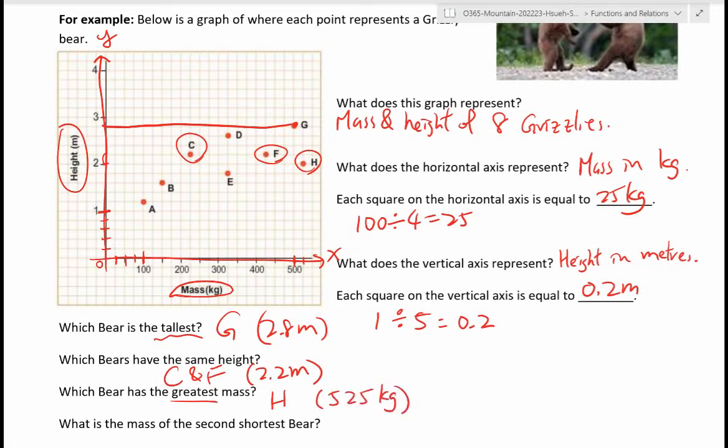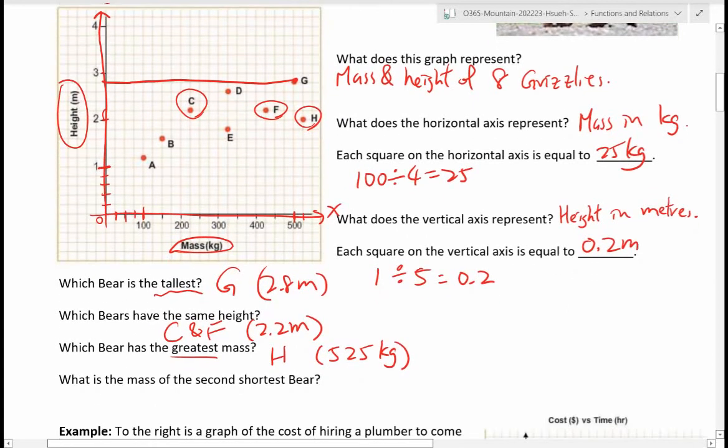It's pretty heavy. Now, what is the mass of the second shortest bear? The second shortest bear would be bear B, because that's the second lowest point. And what is the mass?